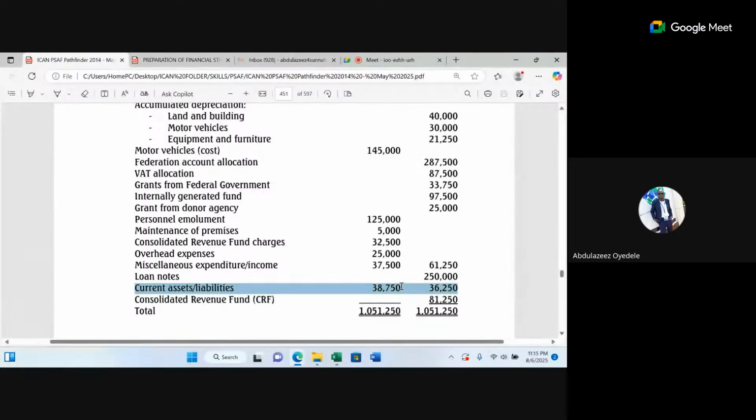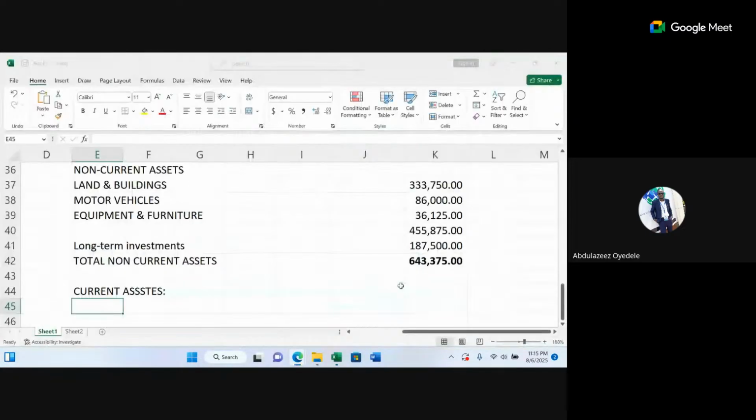38,750,000,000. So what this means is that they have consolidated all the current asset items. Maybe it is cash, maybe it is receivables, maybe it is prepayment, maybe it is inventories. They've added everything together and put it inside this one line item. Good. So we can go to our solution and just use this. But meanwhile, there are some adjustments that we have made, so we need to adjust that figure.